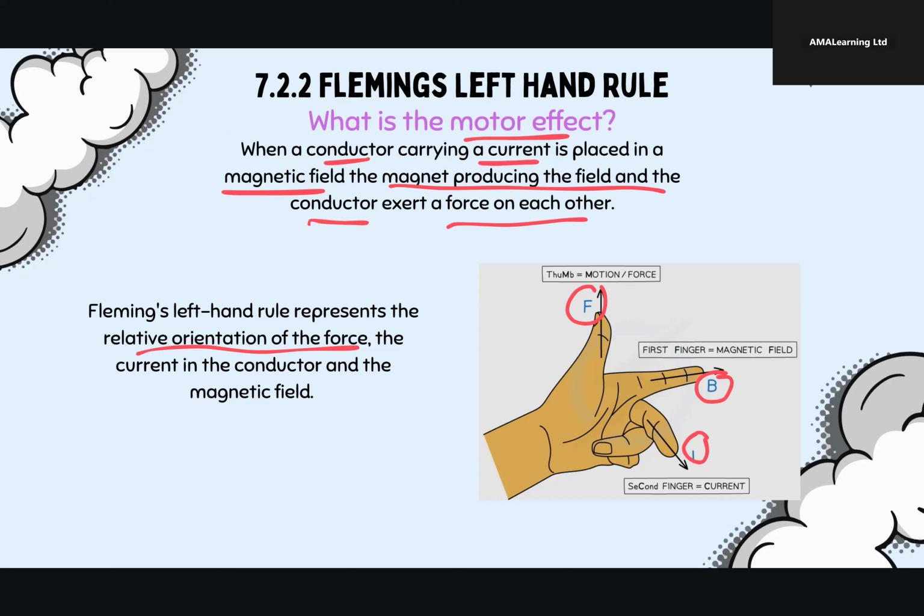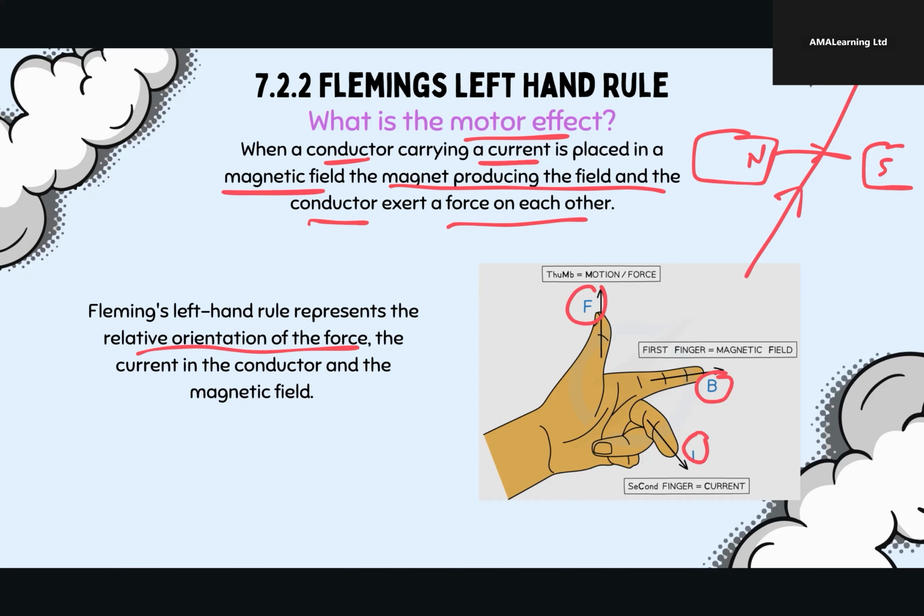Fleming's left-hand rule helps you predict the direction of the force, the direction of the motion, on the wire carrying current inside the magnetic field. So imagine you've got two magnets, north here and south here. In between, you've got a magnetic field going that way. And now in between, I put a wire, and the wire has a current flowing this way.